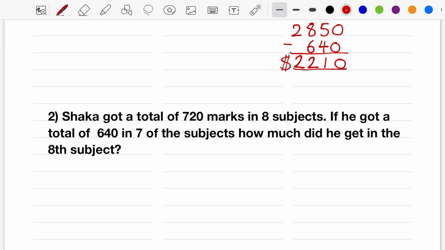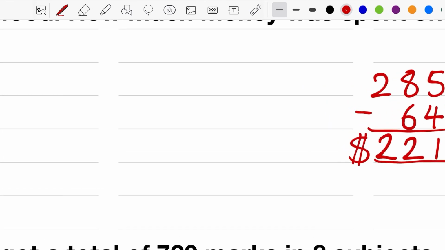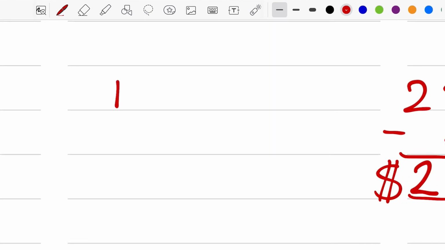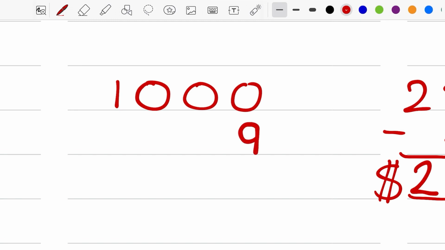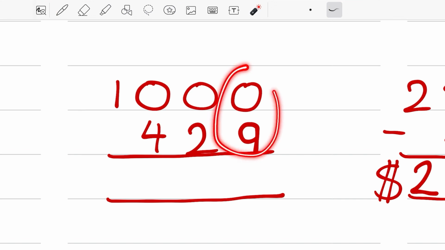Okay, so let me do a subtraction where we need to borrow, so that you all can see how we do that. So if we have 1,000 and we have 429, we know that 0 cannot take away 9, so we need to borrow.